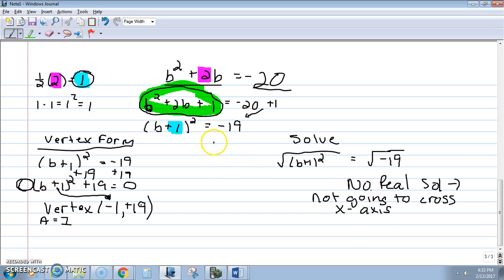Okay, so I can do a sketch. I have all of the good information, right? I know that my vertex is negative 1, positive 19, right? There's my vertex. What's the other piece I know? My A is 1. It's positive, which means it's going to be a smiley face. And I do know that it crosses the y-axis at positive 20. So I do know that it's going to look like this. Well, you guys, obviously, it's not going to cross the x-axis at all.